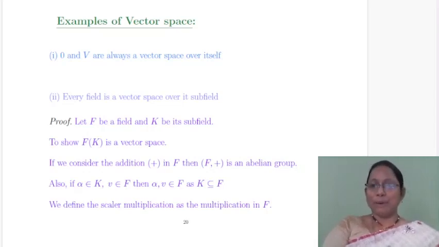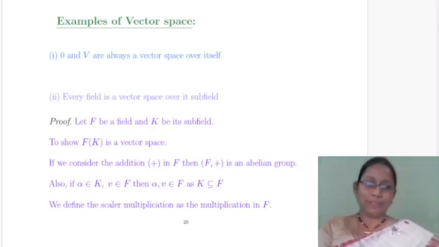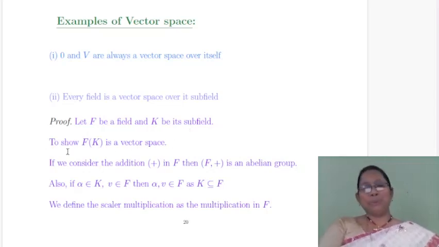Now I'm proceeding with the proof for honors students. Let F be a field and K be a subfield. We have to show F over K is a vector space.